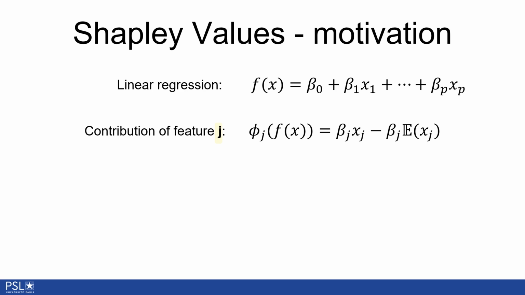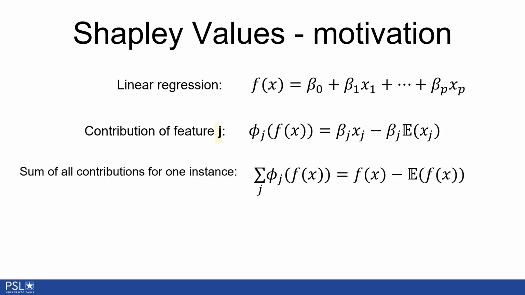If the feature is not mean-centered, then it is natural to compare the effect beta j xj to the effect of the mean, beta j multiplied by the mean of xj. We will call phi j this contribution of feature j. Clearly, phi j depends both on the model f, because it depends on model parameters, and on the instance x we are looking at.